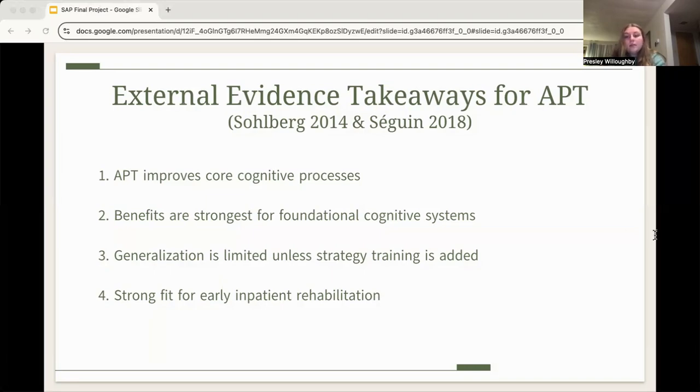APT alone does not reliably transfer to school tasks or real-life behaviors, and the best outcomes come from APT combined with metacognitive and generalization components. And finally, the evidence supports intensive attention-focused drills for adolescents soon after TBI, when neuroplasticity and structured routines favor more rapid cognitive gains.